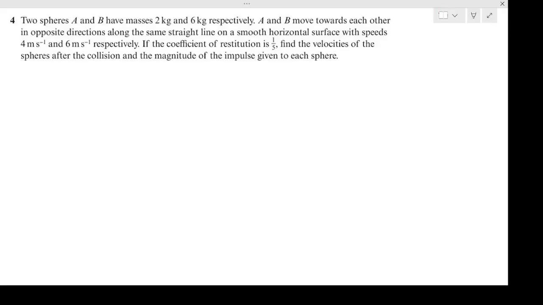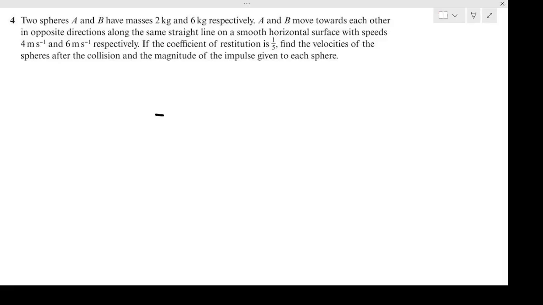So we've got two spheres A and B, masses 2 and 6. A and B move towards each other in opposite directions with speeds 4 and 6. If the coefficient of restitution is a fifth, find the velocities after the collision and the impulse. Okay, so again, we've got a worded question, so let's draw the information out.